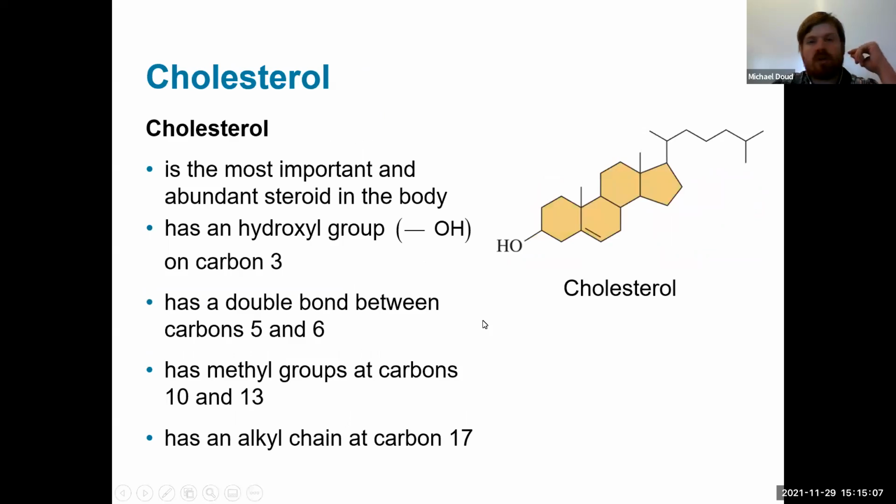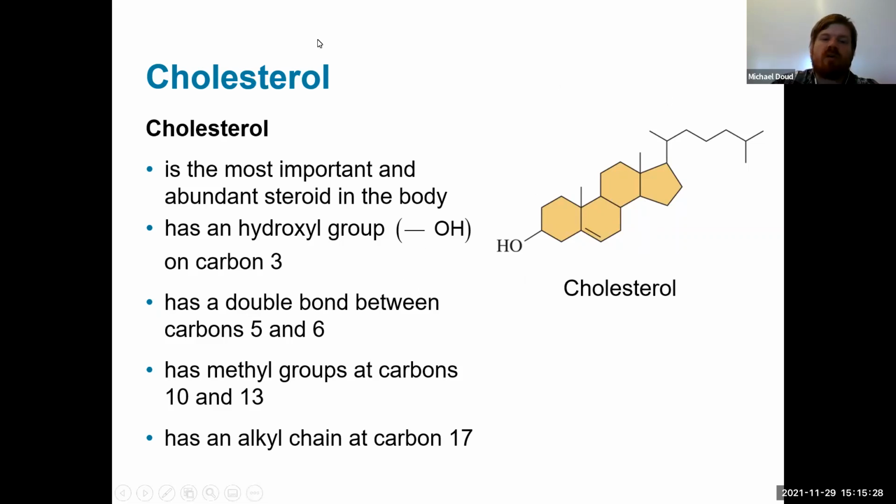Okay, so talking about steroids, there's a lot of steroids that are involved in various aspects of our bodily functions, and none are more important than cholesterol. So this is cholesterol here. You can see we have 1, 2, 3, 4 fused rings that form the steroid core, and then they have a bunch of groups from there.